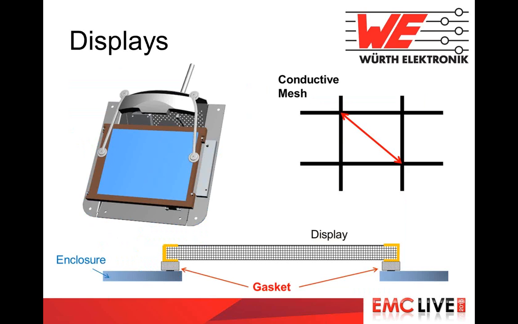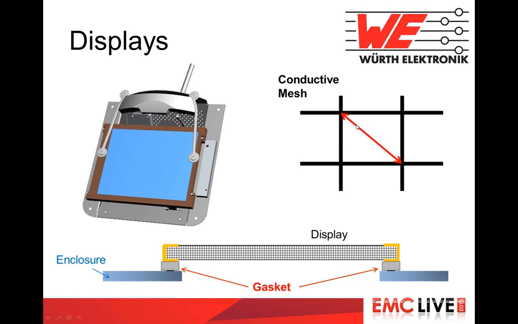So going to the next big group, displays. With displays, we have a similar problem. It's difficult to see through a metallic shield. This is partially solved with the conductive coatings that are used in some EMC displays. But this works mostly for high frequencies. For lower frequencies, they usually need to be combined with a conductive mesh.